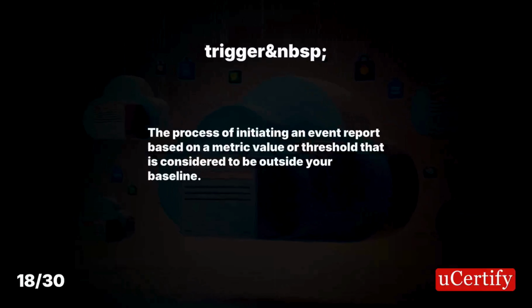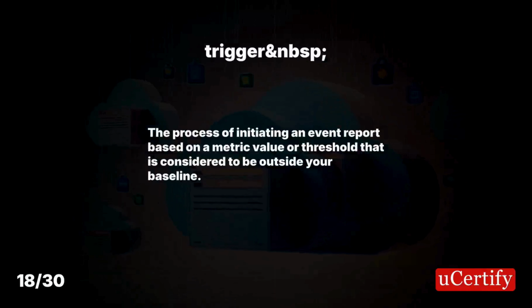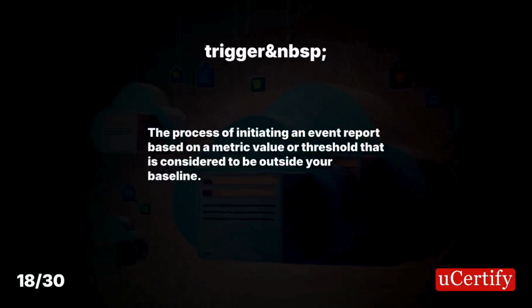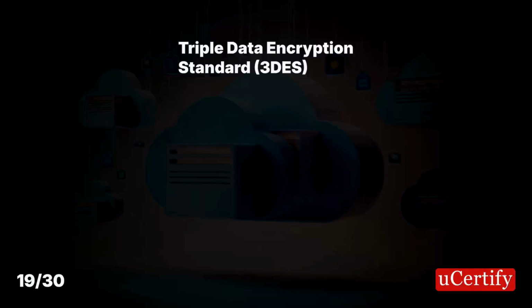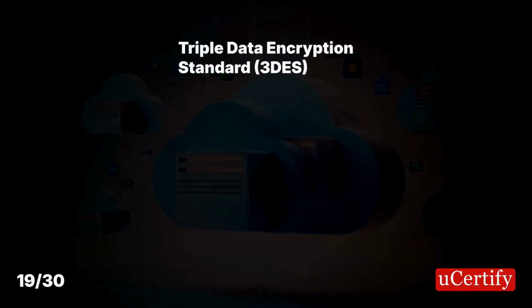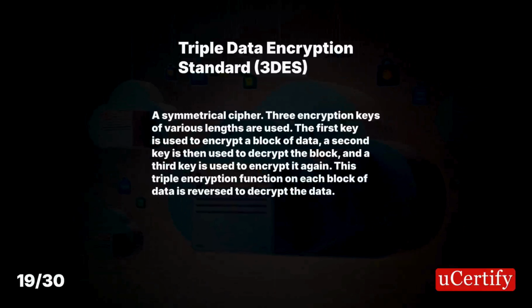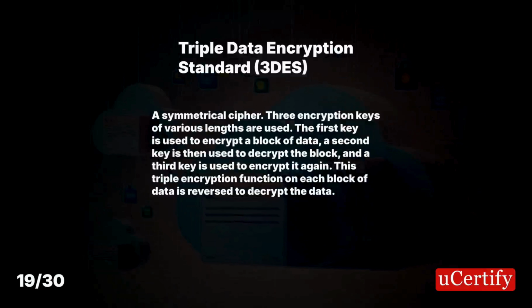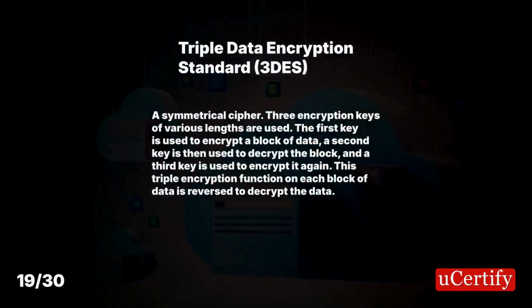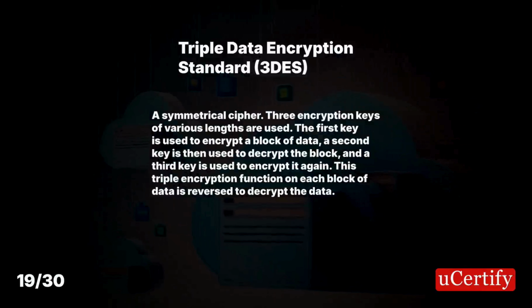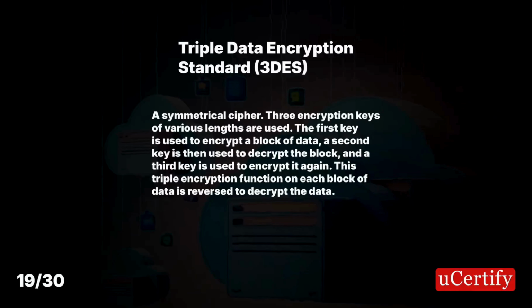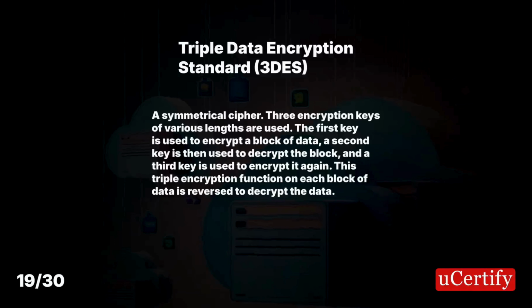Term: trigger. Definition: the process of initiating an event report based on a metric value or threshold that is considered to be outside your baseline. Term: Triple Data Encryption Standard, 3DES. Definition: a symmetrical cipher. Three encryption keys of various lengths are used. The first key is used to encrypt a block of data, a second key is then used to decrypt the block, and a third key is used to encrypt it again. This triple encryption function on each block of data is reversed to decrypt the data.